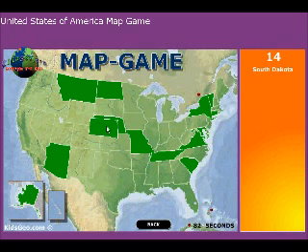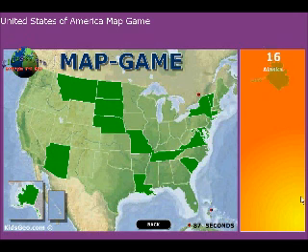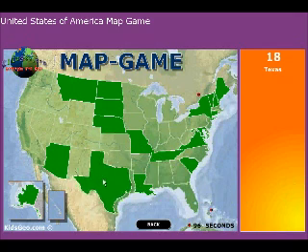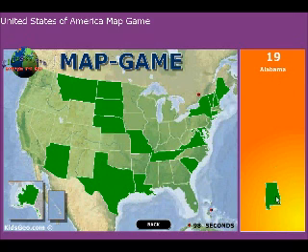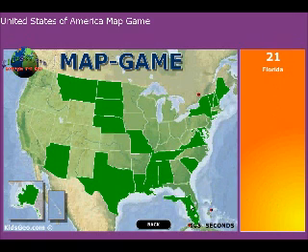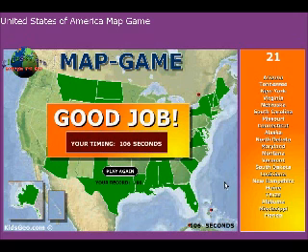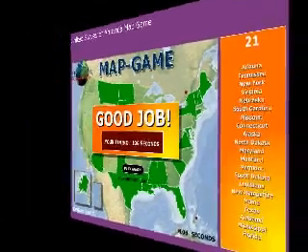South Dakota's in the Midwest. Louisiana's in the south. New Hampshire's in the northeast. Maine is in the northeast. Texas is in the south. And Alabama's in the south. Mississippi's in the south. There's Florida. The children will be able to do this on a repeated basis.